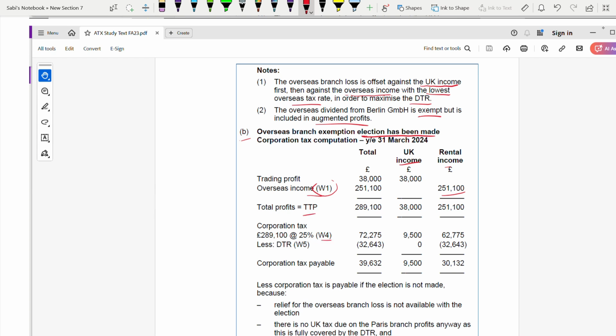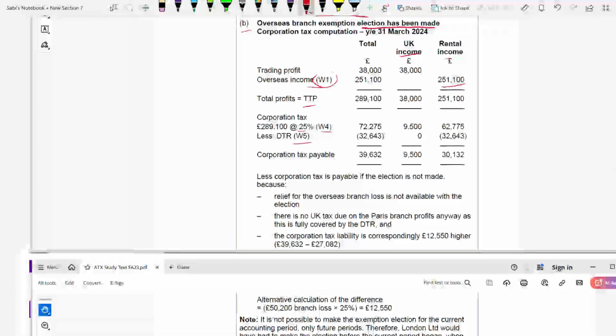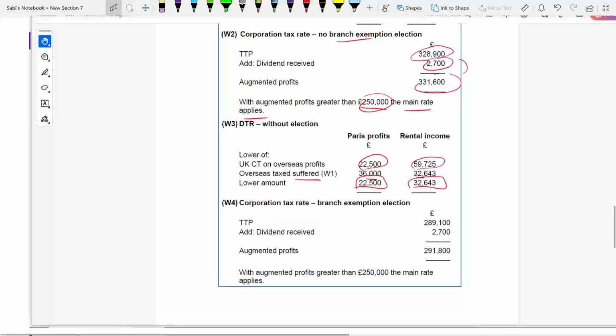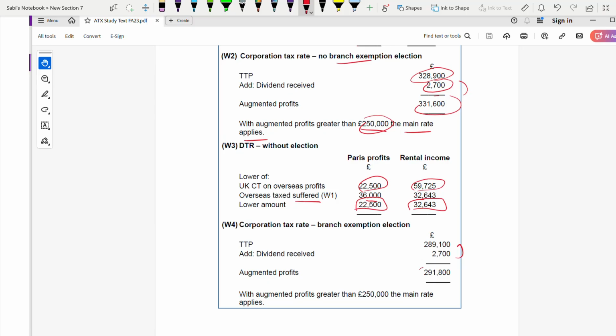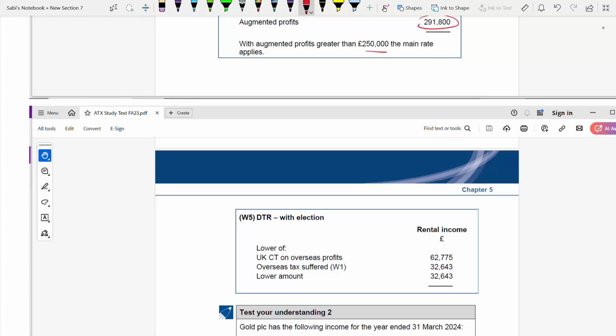Now there is a separate working for corporation tax. We'll see working 4, and for DTR there's working 5. Rest all is same. So working 1, 2, 3, working 4. Now same, you add with the TTP. If you see this is more than 250, main rate applies, 25%. And now already in working 1 you have got the overseas tax suffered and UK corporation tax on overseas.